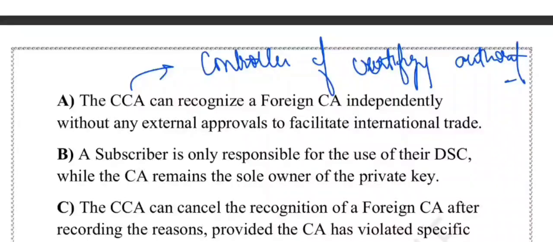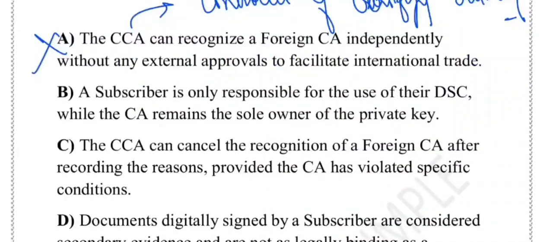So option A says that CCA can recognize a foreign CA independently without any external approval. If you look at this option, this is an incorrect option. Why is it incorrect? Because central government approval is mandatory. They say without any external approval. No. Central government approval is mandatory. CCA can never act independently. The word is independent. No. This requires the central government approval.